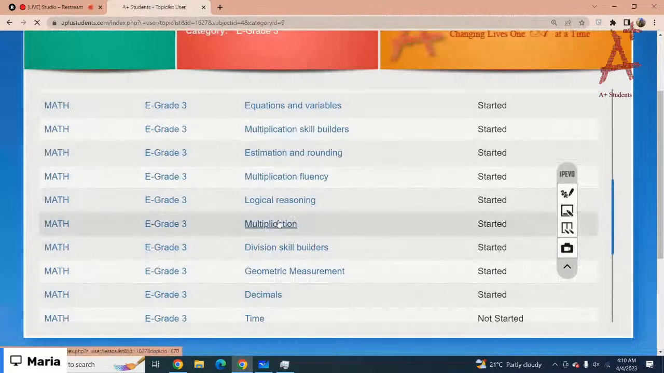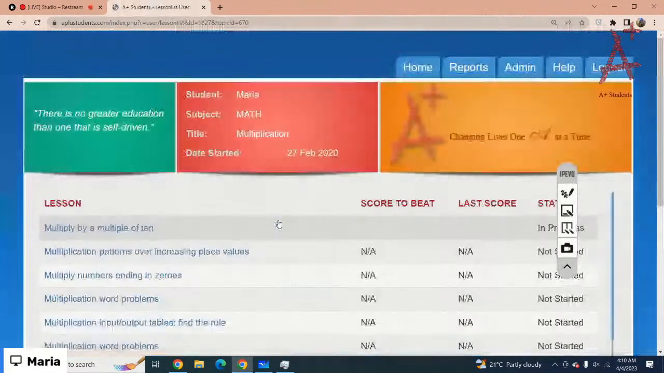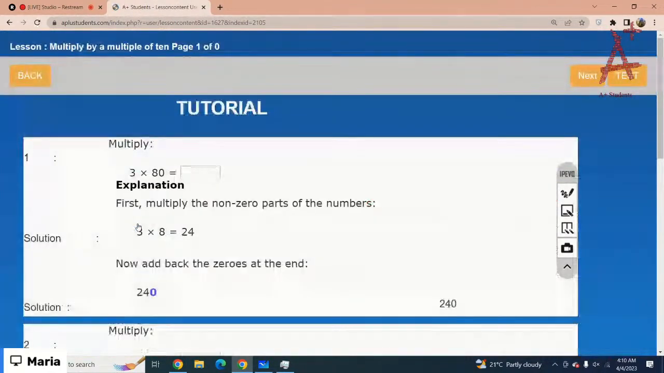The next chapter is multiplication. Let's just start with multiplication. Okay, let's start with the first lesson, that is multiply by a multiple of 10. So how do we multiply with the multiples of 10? Like the first question is 3 times 80.